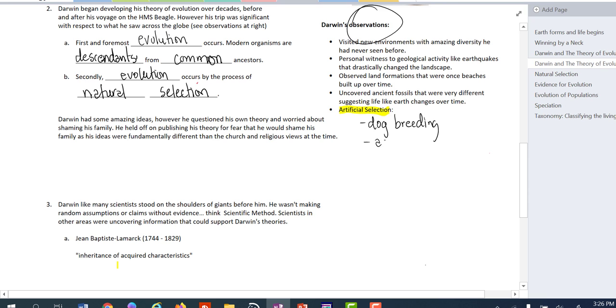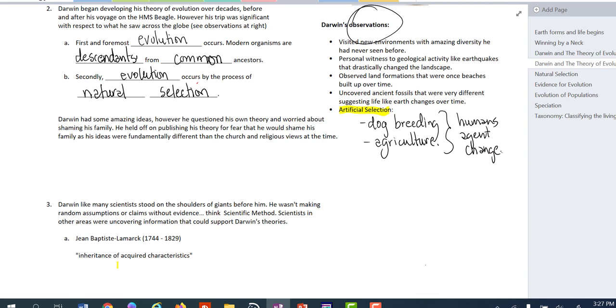And also within agriculture, right? Both farmers and those working in animal husbandry. Breeding animals, whether it be cows or chickens or pigs, for specific traits was rampant in his time. And so here we have humans being the agent of change, creating all these different characteristics in different organisms based on selecting for traits that we desire.